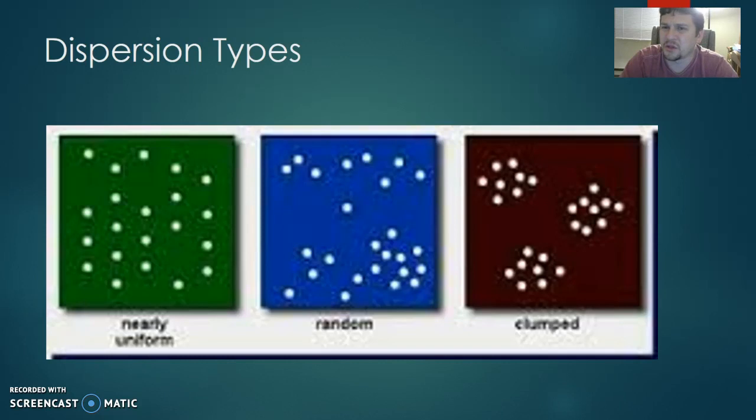Random is actually quite common. You'll see that in things that just drift around and do whatever. So things like dandelion weeds tend to be random. A lot of plants are random. And clumped is another really common dispersion type. You see this happening when animals or plants tend to live in familial groups.